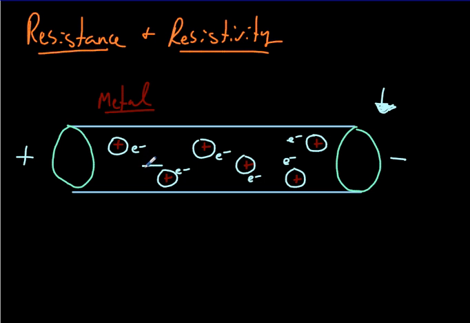Now, they are impeded by the fact that there's matter in the way, right? They can't just freely flow. They run into all of these atoms that are kind of in their way. And that is essentially the source of resistance inside there. It's like the physical resistance between these electrons and the atoms that are in it.